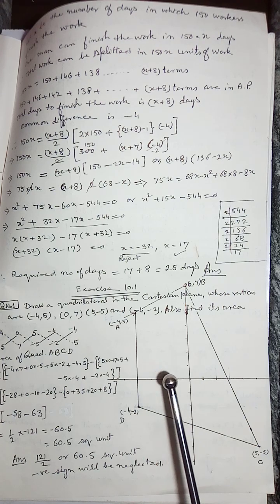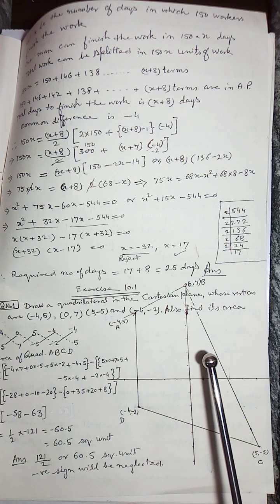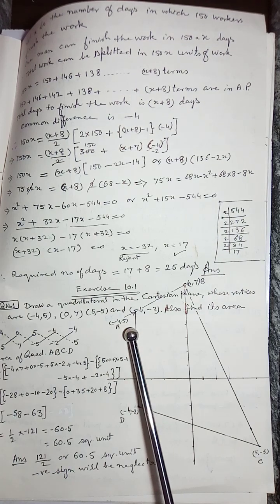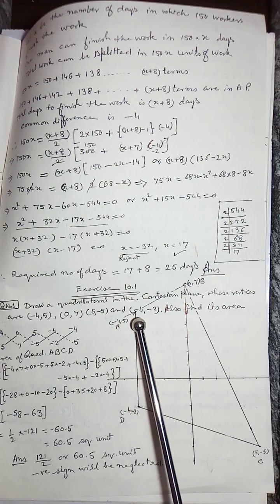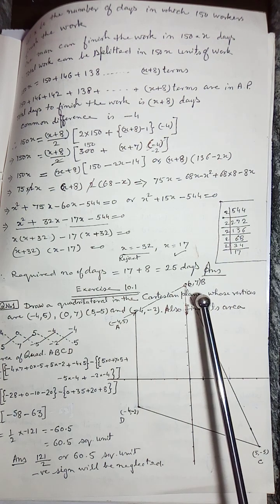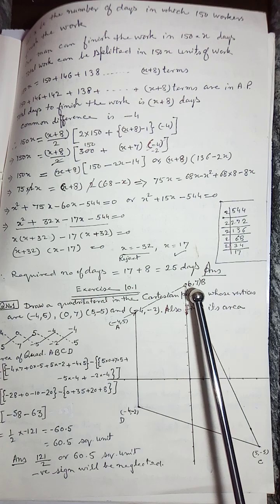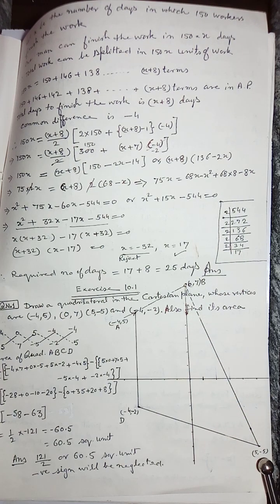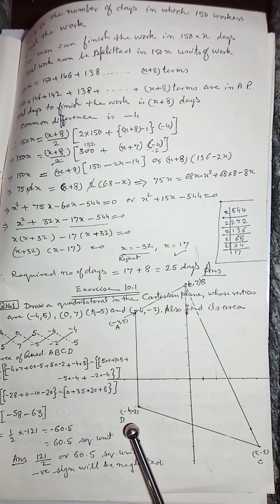See, I have located the points. Point A, that is (-4, 5), is here in the second quadrant. B, that is (0, 7), is on the y-axis. C, in the fourth quadrant, that is (5, -5). And D, that is (-4, -2), in the third quadrant.